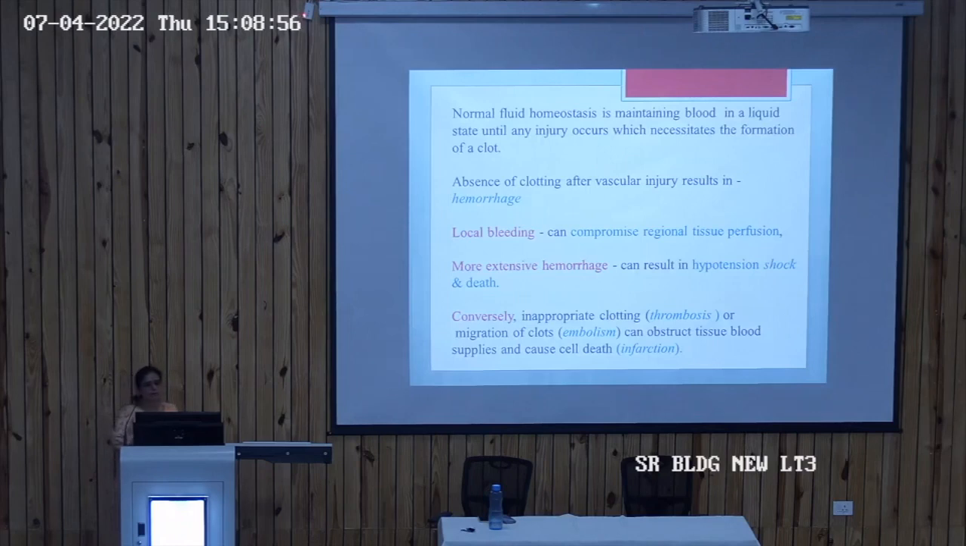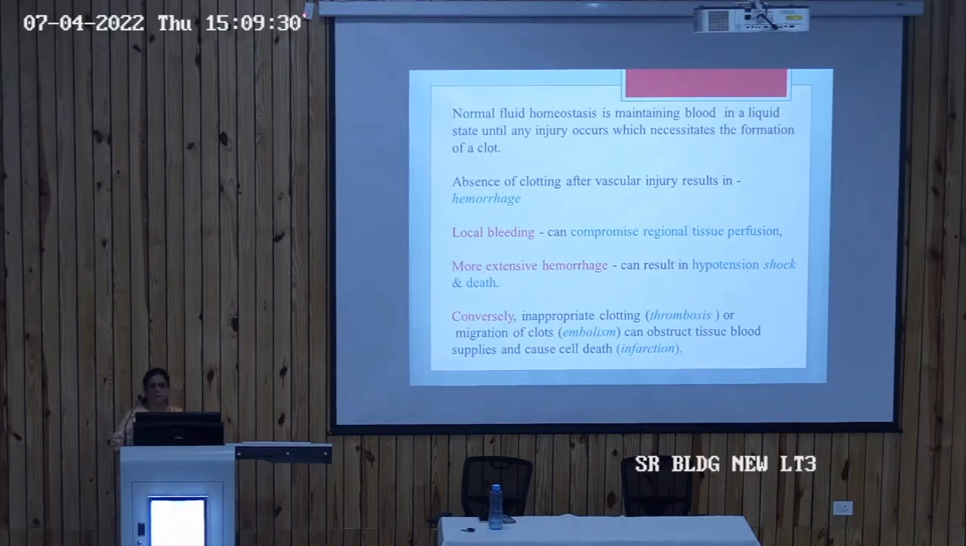Normal fluid homeostasis is maintaining blood in a liquid state until any injury occurs which necessitates the formation of a clot. So basically the blood is supposed to flow in a fluid state unless there is any injury, in response to which the blood is supposed to clot to prevent extra blood loss. Absence of clotting after vascular injury results in hemorrhage, which can be local and can compromise the regional tissue perfusion. There can be more extensive hemorrhage which can result in hypotension, shock and death.